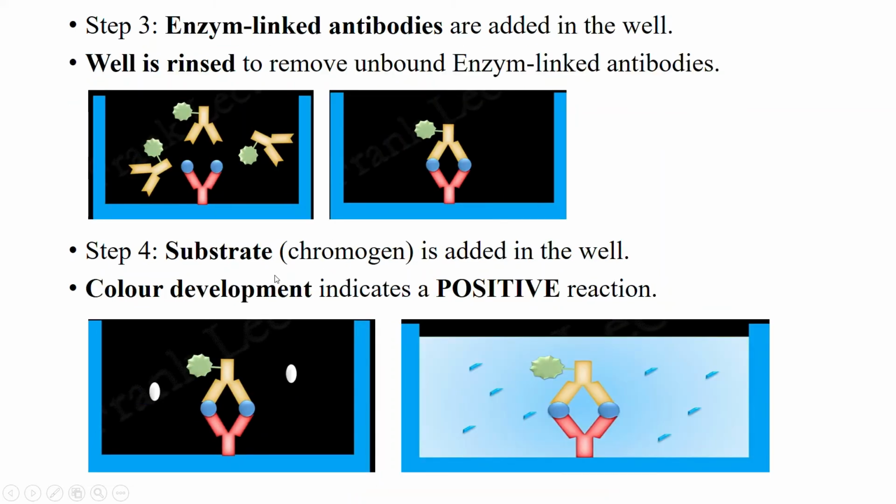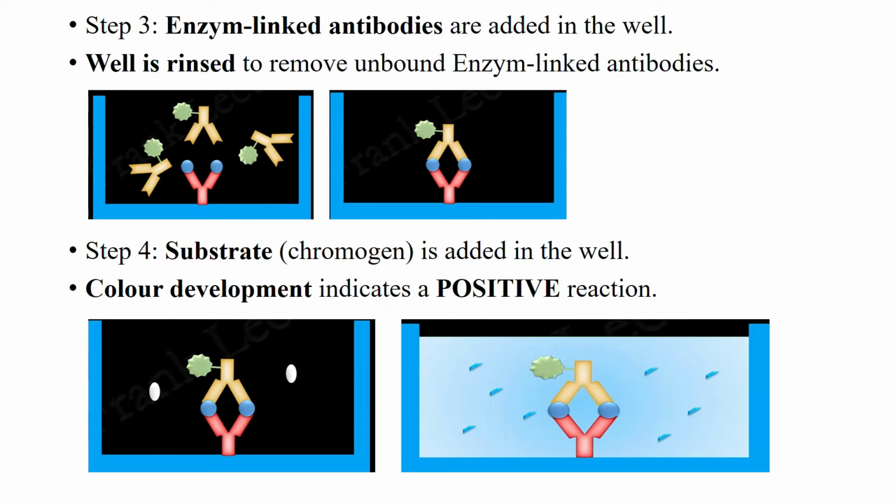And step 3 is enzyme linked antibody is added, because if you look at the picture, you can see that the enzyme linked antibody is also going to bind with the antigen, and along with that you can see that unbound antibody is also present. So we are going to rinse this well to remove this unbound enzyme linked antibody, and you can see that in the last step the complex formation has occurred. And at the last step we are going to add a substrate where the enzyme will react with the substrate and will form a color complex.